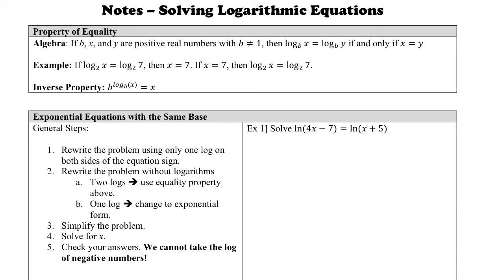There's also this inverse property that we need to know. If I have an exponent and the base is b and its exponent is a log with that same base, then the base and the log cancel out, and all you're left with is the argument. Whatever's inside, that's all you're left with. So let's solve some of these.